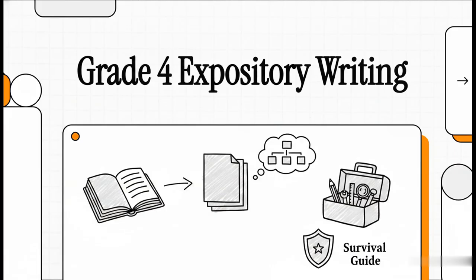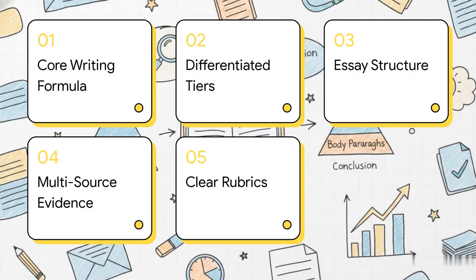But don't worry, because today we are equipping you with a highly structured, foolproof toolkit for teaching expository writing. Think of this as your ultimate survival guide and masterclass, all rolled into one. So here's what we're going to cover today. We'll start with the core writing formula, look at differentiating with 3 tiers, dive into organizing the essay structure, explore integrating multi-source evidence, and finish up with assessing using clear rubrics. Let's just dive right in.